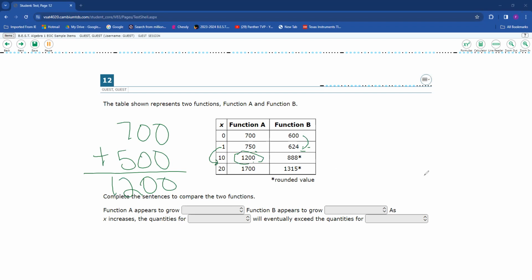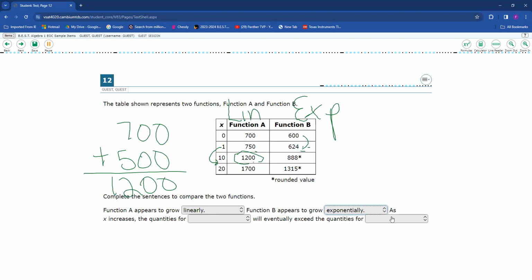So if function A is linear, that means that function B is exponential. Okay, so now it's time to read the sentences. Function A appears to grow linearly, and function B appears to grow exponentially. Okay, as x increases, so the longer we do the table, after 20, let's say we go to 40 or 50, we know that we're gonna do that. As x increases, the quantities for one of the functions will eventually exceed the quantities for the other function.